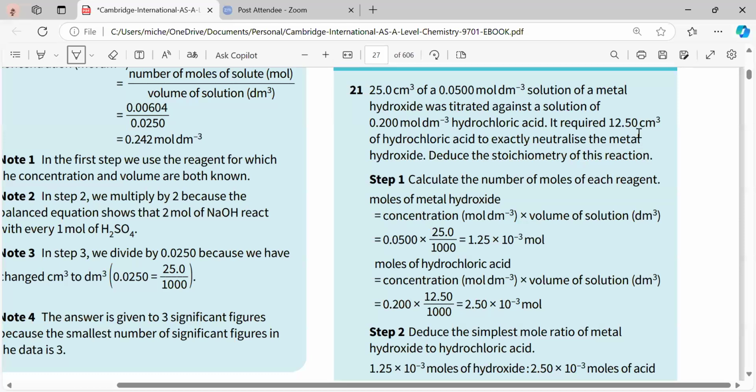And of course, 12.50. So 12.50 is still centimeter cube, so we need to divide that by 1000 to find the decimeter cube, to convert the unit. Usually you don't really have to do the maths by hand, because back in my high school chemistry exams, you're allowed to bring a calculator, so you can just use a scientific calculator to do this kind of equation. So we have 2.50 times 10 to the negative 3 mole. So we find both moles of the two reagents.